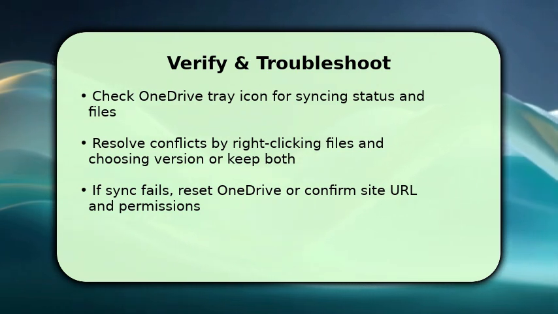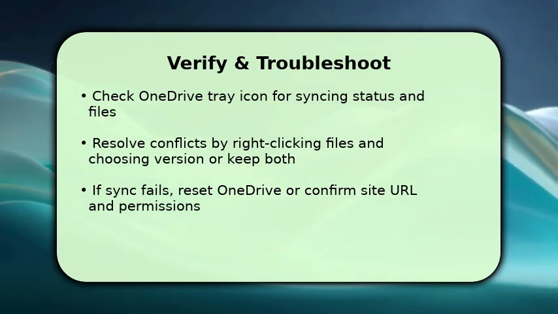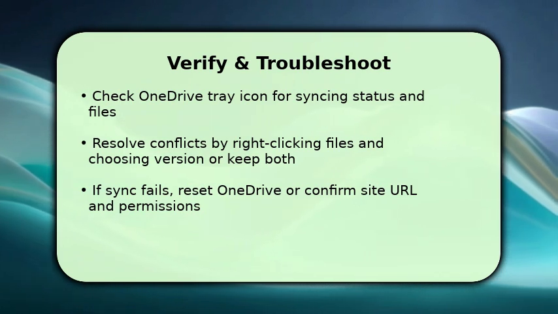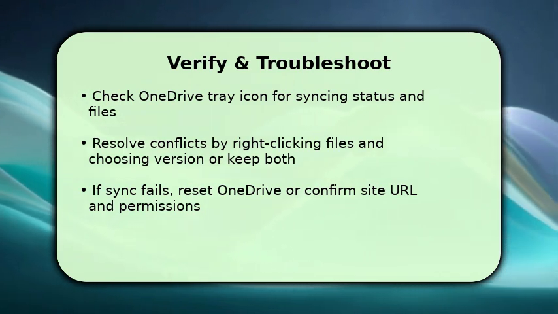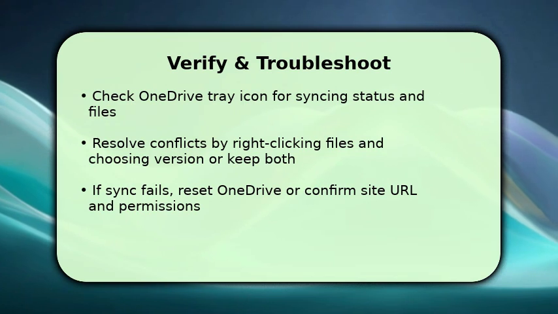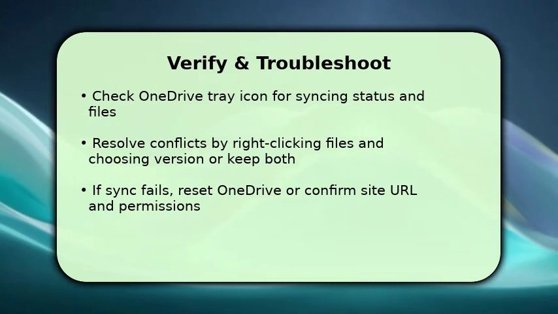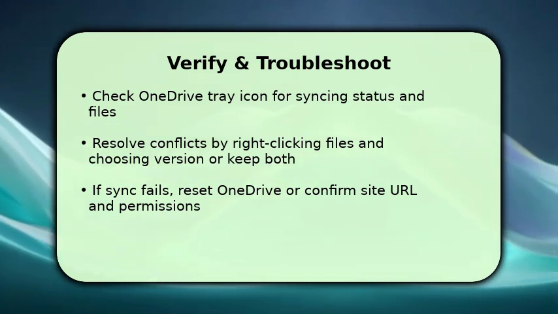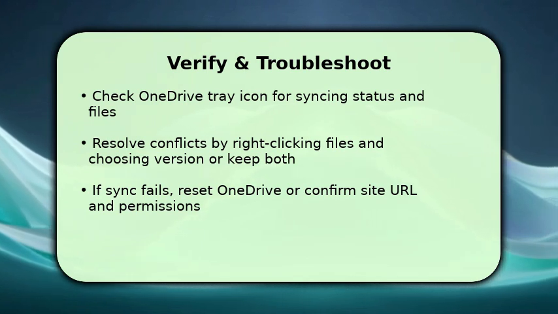If you hit conflicts, right-click the file to view versions or choose to keep both copies. This preserves data. If syncing fails, make sure the site URL and permissions are correct. Then reset the OneDrive client. Resetting often clears stubborn auth or cache problems.